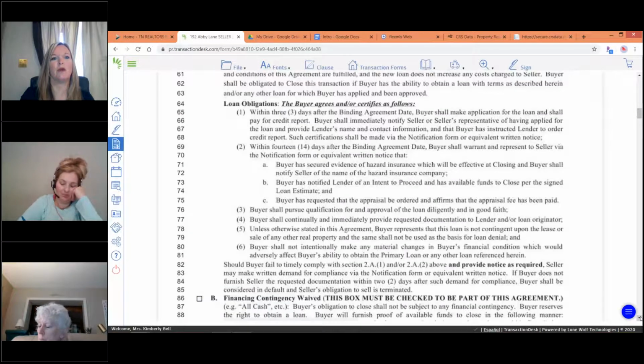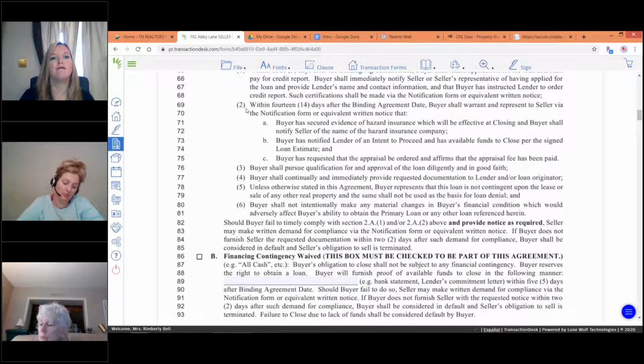So loan obligations, we're starting number 2. Within 14 days after the binding agreement date, the buyer shall warrant and represent to the seller via the notification form or their equivalent written notice that the buyer has secured evidence of hazard insurance, which will be effective at closing. So it's your job as the buyer's agent to get that to the seller. Okay, so you need to be putting that in your Folio, or you need to be putting it in your Transaction Desk to know when is the 14th day, and have you said, I need you to price out hazard insurance.